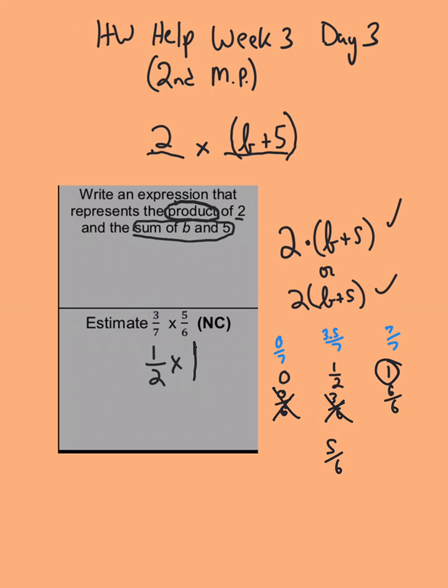Okay. So once you get that, all you have to do is solve it. Should be easy mental math. Half times 1 is half. Remember, any number times 1 stays the same. All right, that's how you estimate those two fractions.